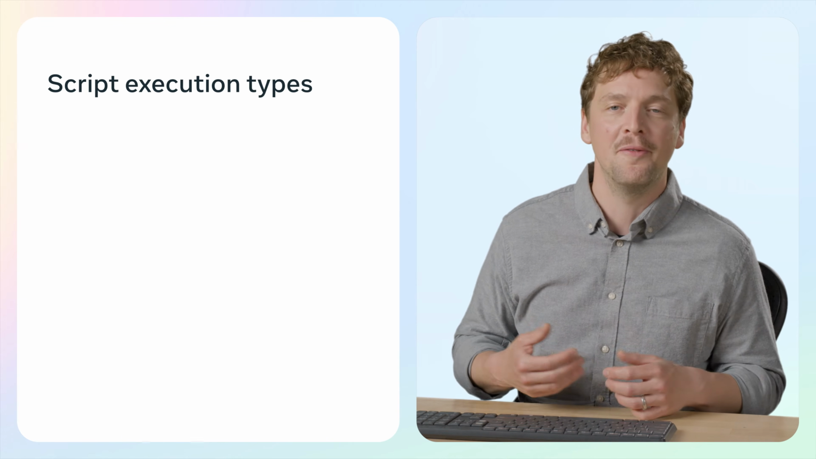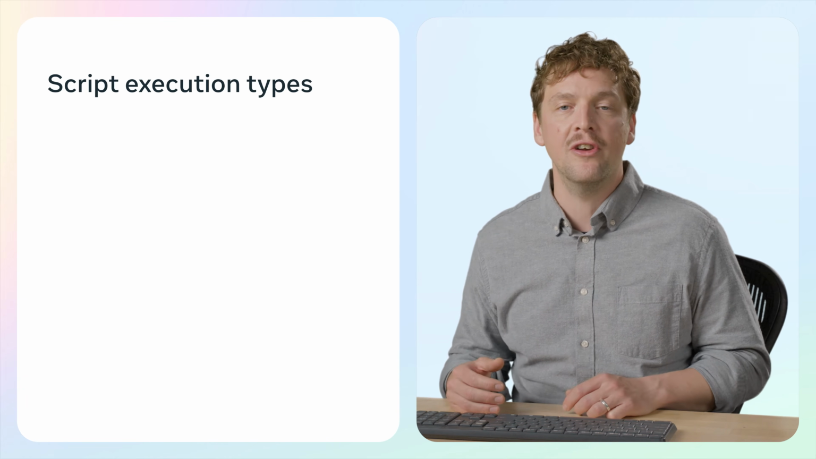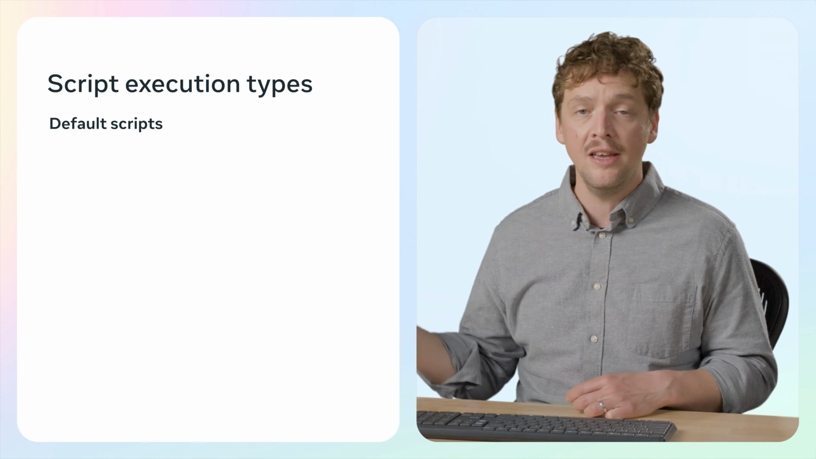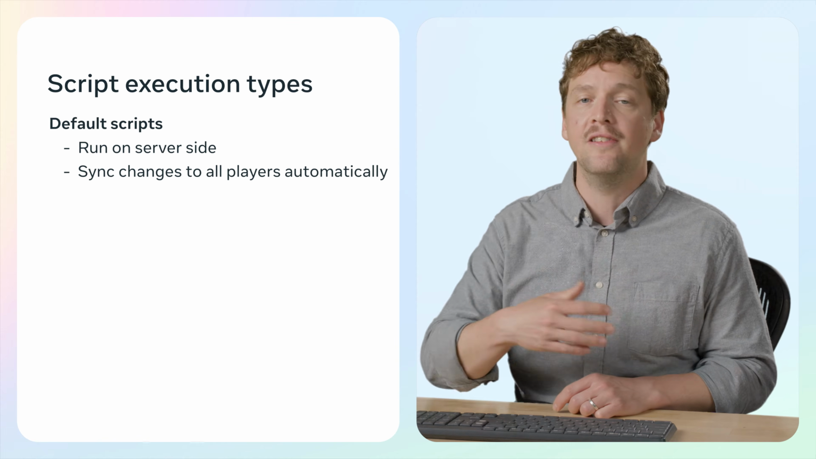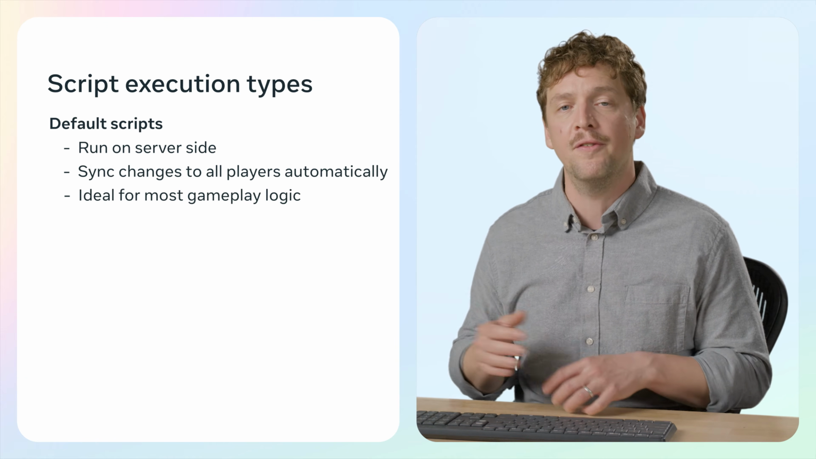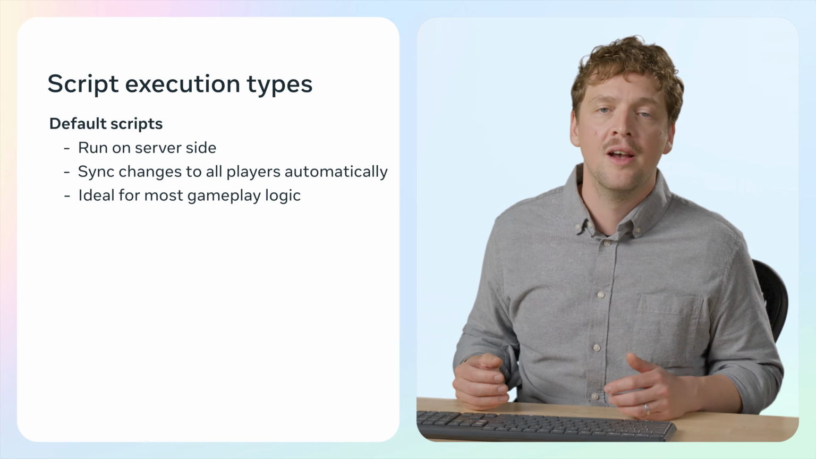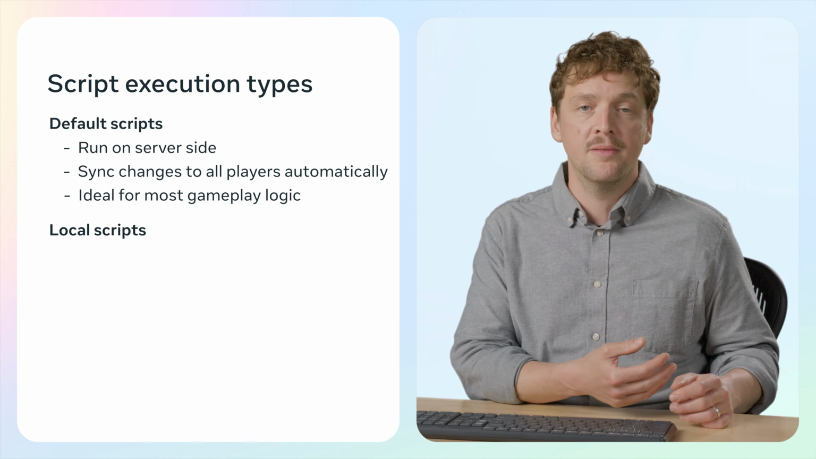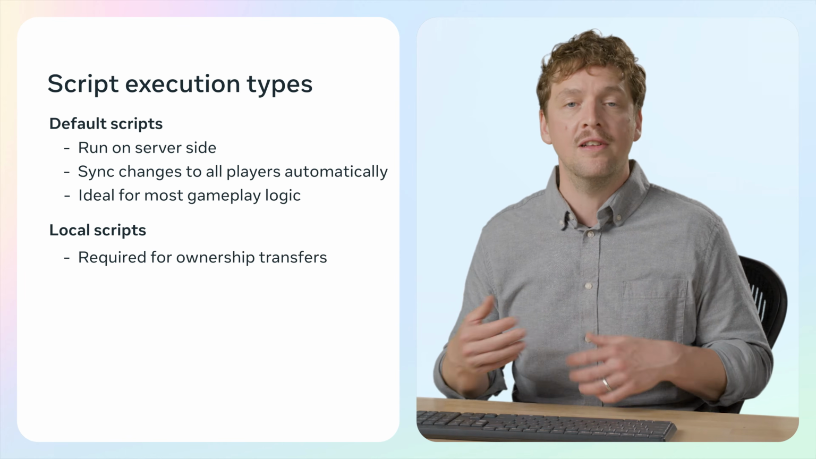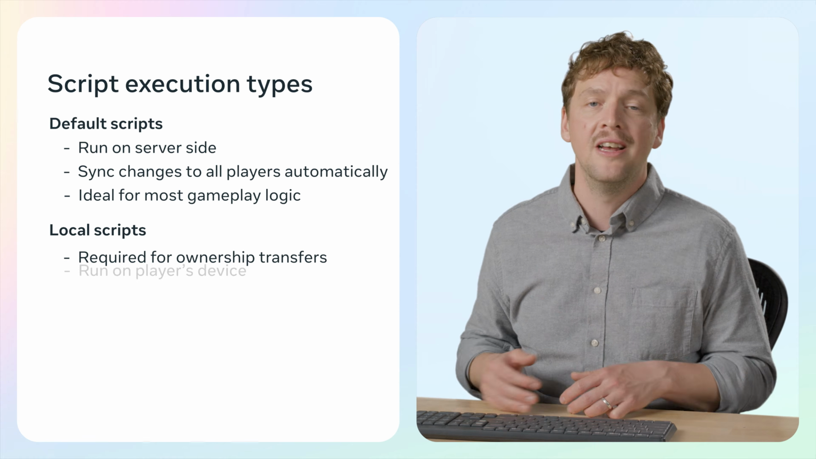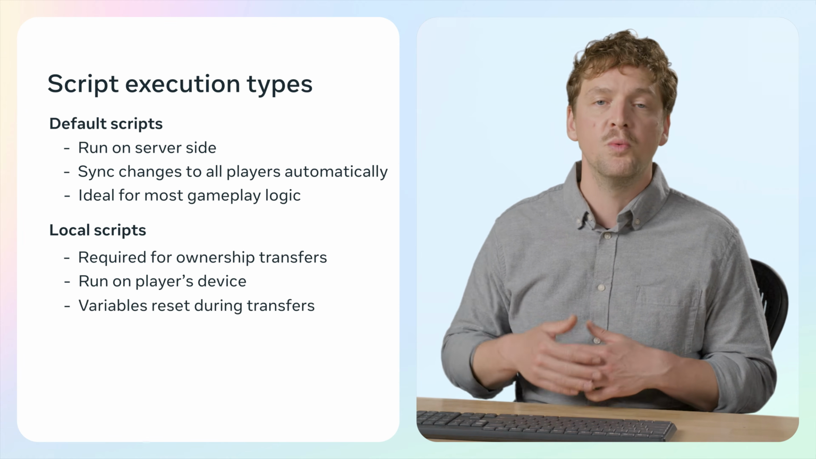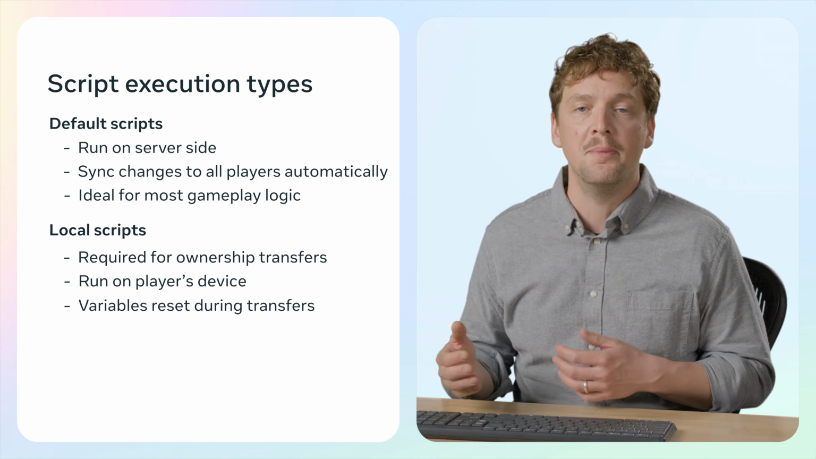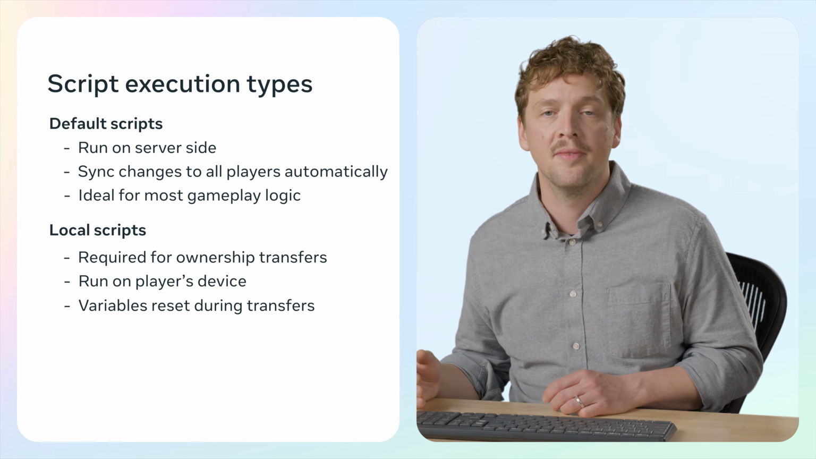To leverage ownership effectively, you need to understand script execution modes. So there's default scripts, which run on the server, and changes sync automatically to all players, and those are the best for most gameplay logic. Alternatively, there's local scripts. These are required for transferring ownership of the script execution and execute on the owning player's client. Field variables will reset every time the ownership is transferred to a new player.